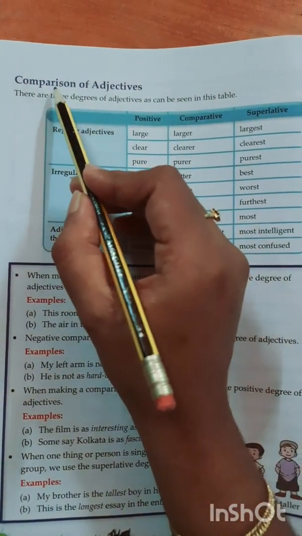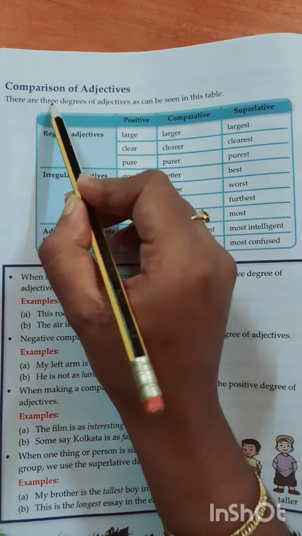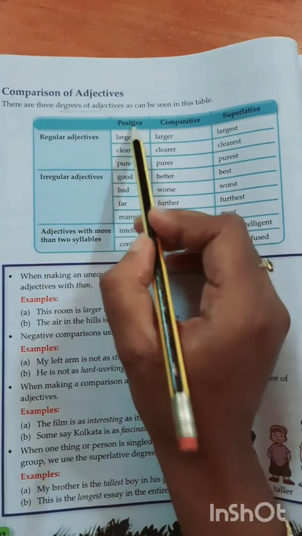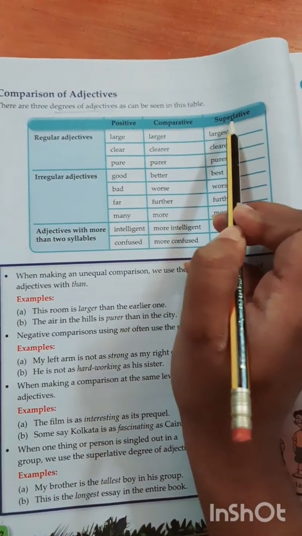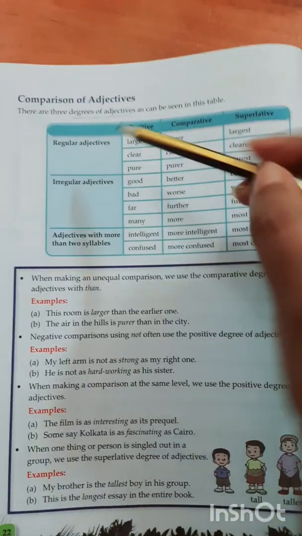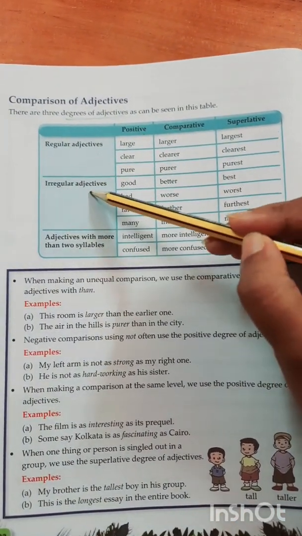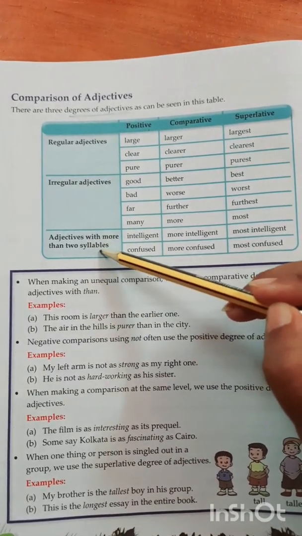Okay? Yes. And now, my dear children, comparison of adjectives. So, you know what are the 3 degrees of adjective, degrees of comparison? That is positive, comparative, and superlative. Okay? So, you can divide this into 3: regular adjective, irregular adjective, adjectives with more than 2 syllables.